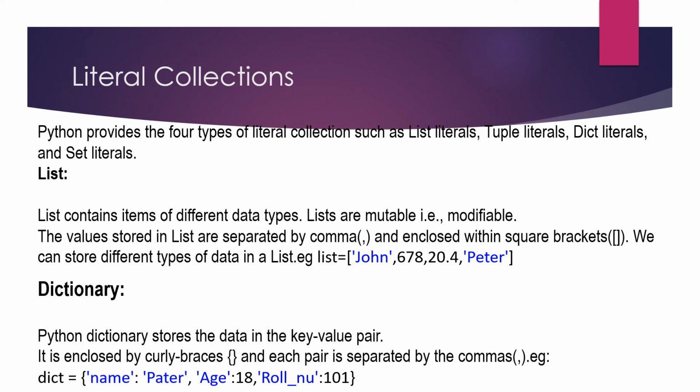Next is dictionary literals. A Python dictionary stores data in key-value pairs. It is enclosed by curly braces and each pair is separated by commas. Example, a dictionary within curly braces with the key name in single quotes, and age with a colon and 18, roll number 101. This represents a dictionary literal.